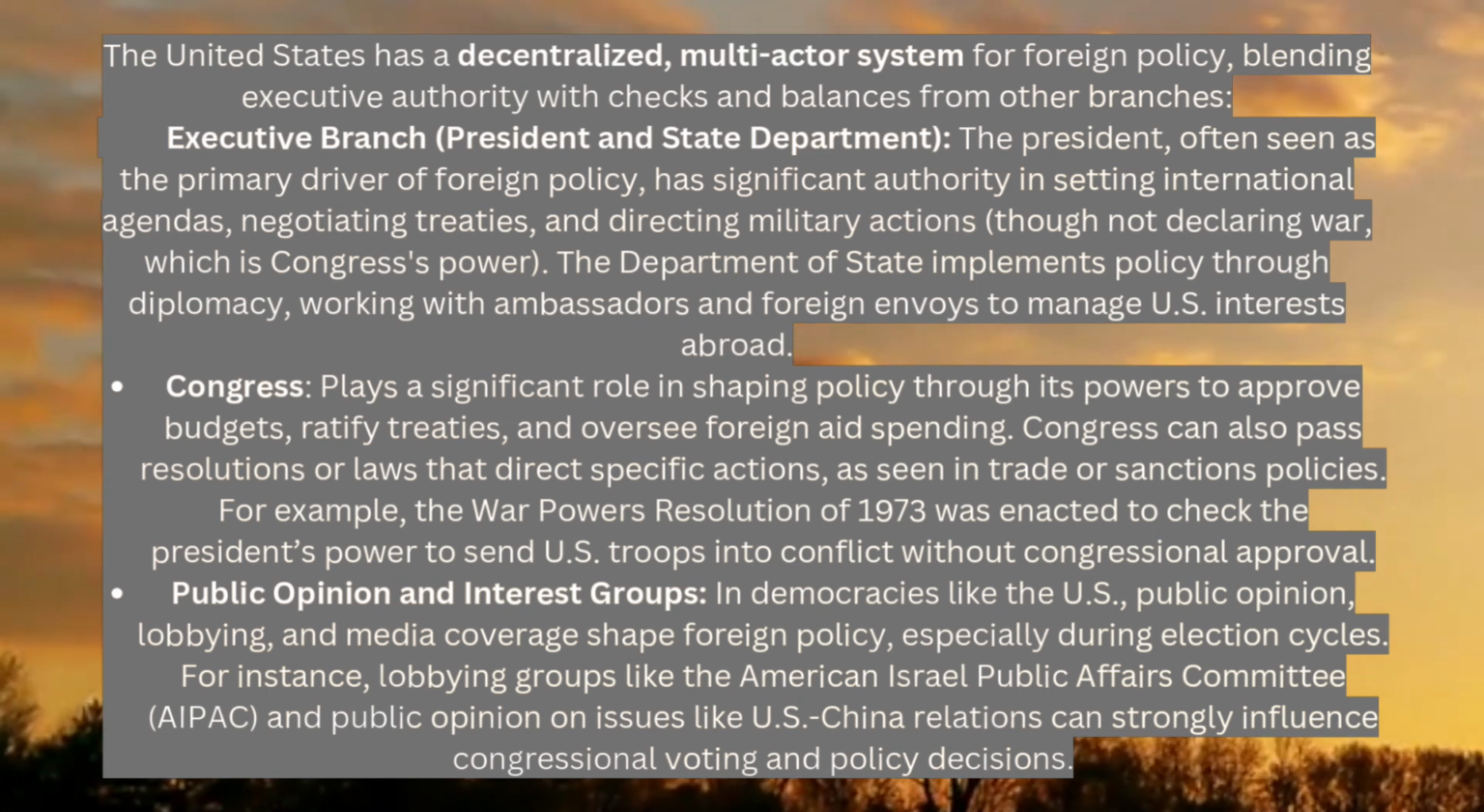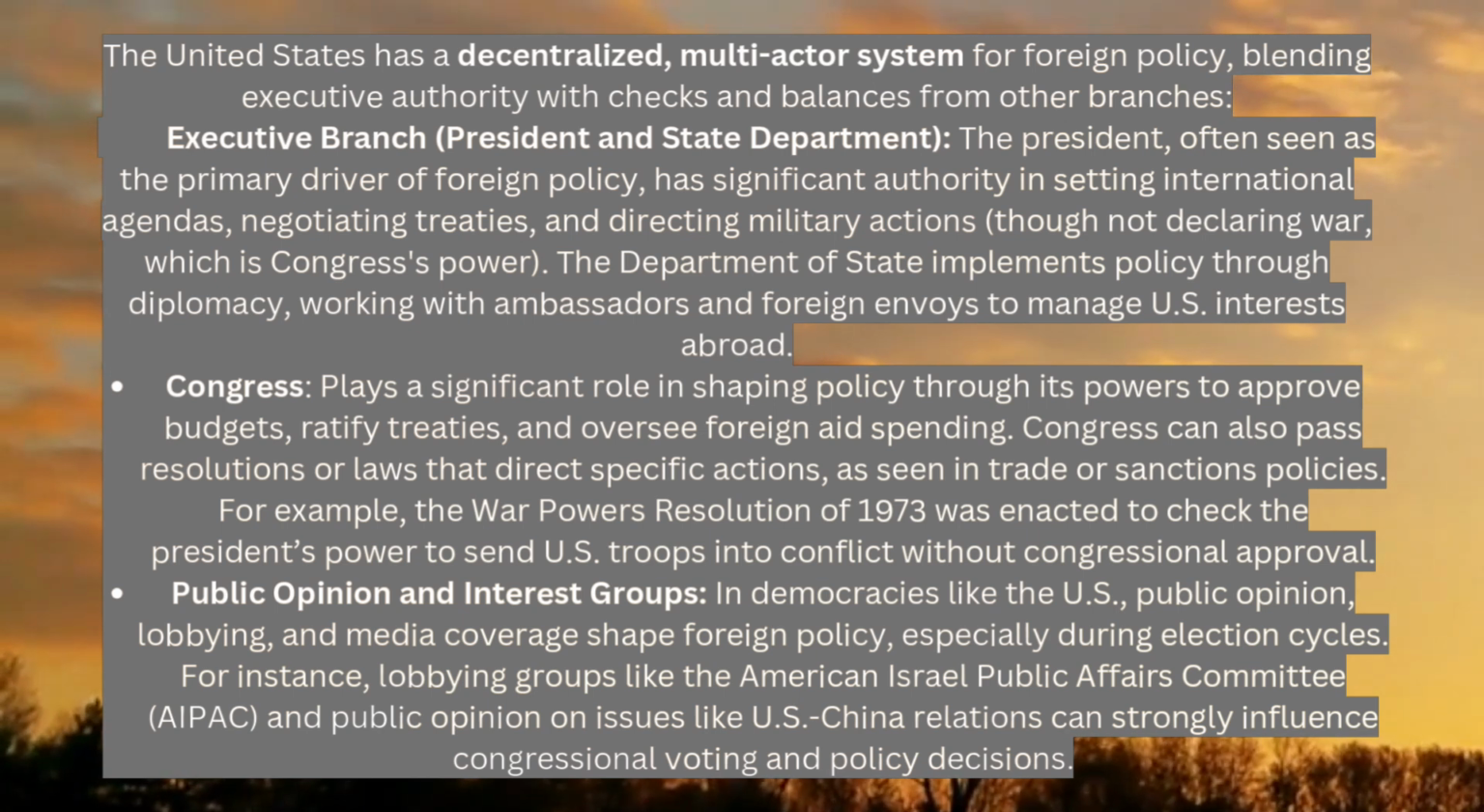Congress plays a significant role in shaping policy through its powers to approve budgets, ratify treaties, and oversee foreign aid spending. Congress can also pass resolutions or laws that direct specific actions, as seen in trade or sanctions policies. For example, the War Powers Resolution of 1973 was enacted to check the President's power to send U.S. troops into conflict without congressional approval.